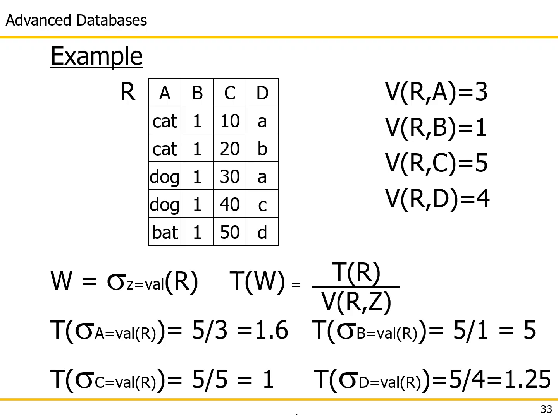Note that these are estimates. There's no result set that has 1.6 rows or 1.25 rows. It's just an estimate. How do I calculate the estimate? Again, according to this formula: 1 over the number of unique values, because my query will hit one of them. This is an exact value query, so it's going to be one of them. It's either cat, dog, or bat if it's A. It's either A, B, C, or D if it's D. The val will take one of these, so it's 1 out of them. That's why it's 1 out of 4.